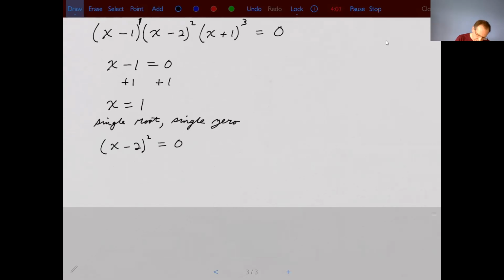Now, the next possibility is that (x minus 2) squared is equal to 0. But this really means x minus 2 times x minus 2 is equal to 0. So you could have either x minus 2 equals 0 or x minus 2 equals 0. And both of these, of course, are going to lead to the solution x equals 2.